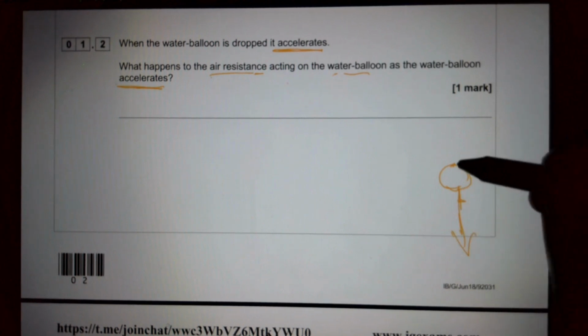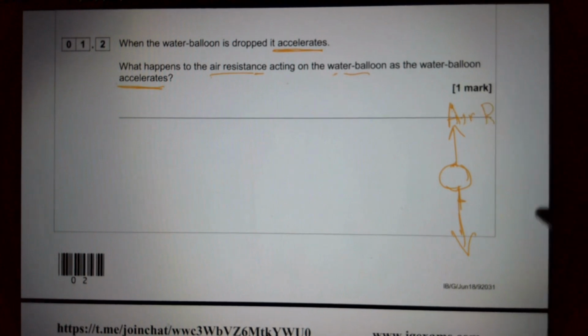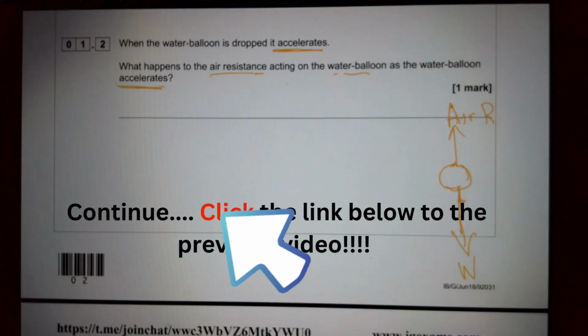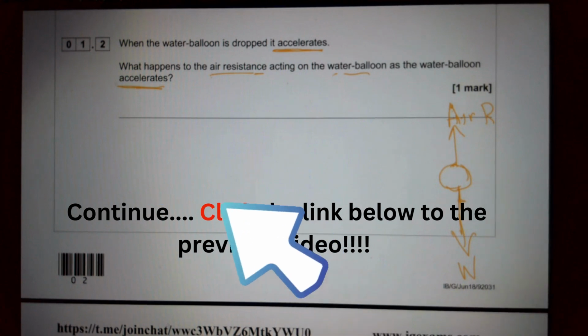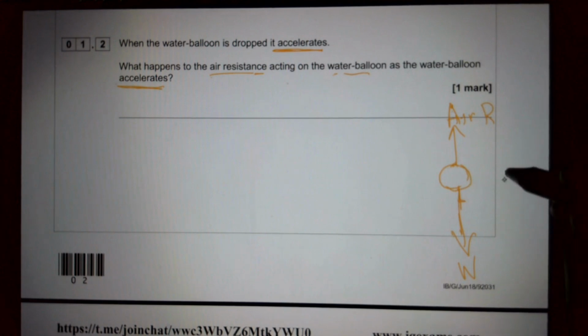So okay, let's go and recap our two forces. This one is air resistance and this one is the weight. If you did not watch the previous question or the previous video, you can just go and watch the previous video. You'll see how we found these two forces. So now as this balloon accelerates downwards, we know that the resultant force is downwards, since we were able to discuss that in the first question.